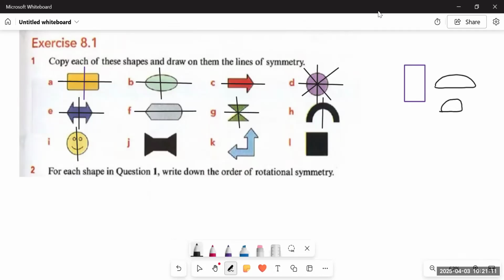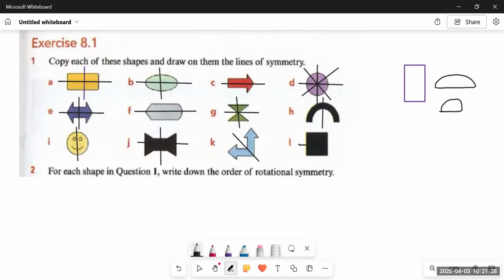Then in part J, we have again two lines of symmetry, one horizontal and the other vertical, right? And then we have two arrows going in different directions. So we will have only one line of symmetry like this.